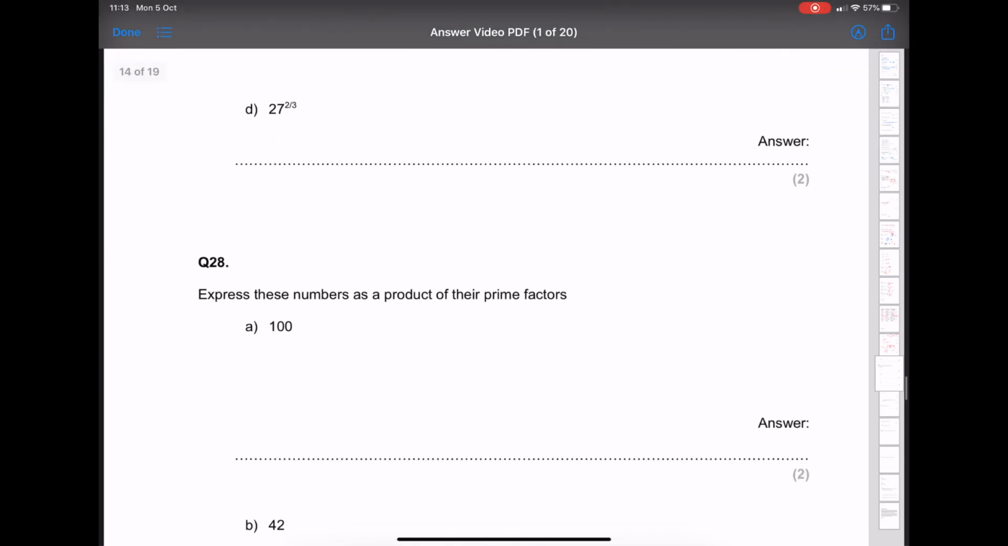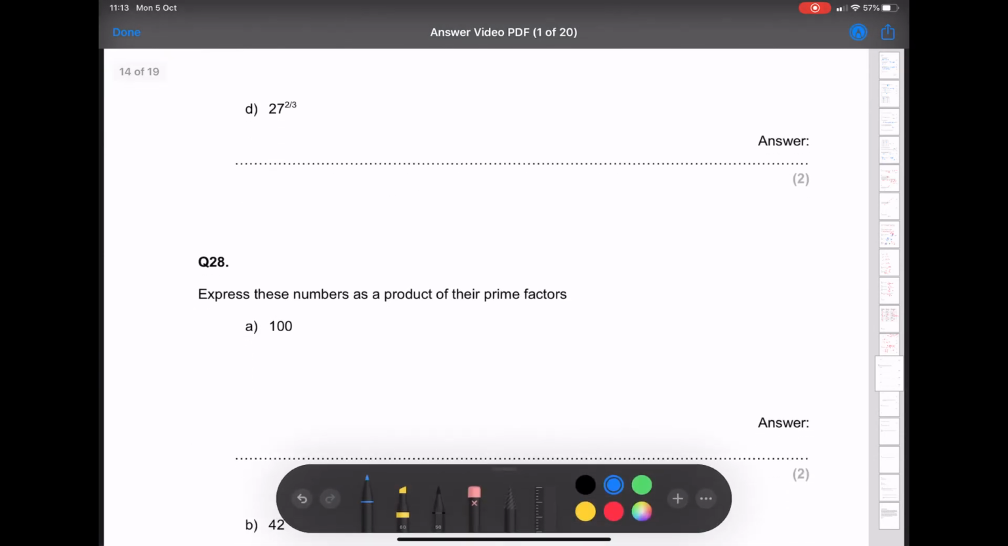And then the last one of these is 27 to the power of 2/3, which is the cube root of 27 squared. The cube root of 27 is 3, because 3 times 3 times 3 is 27. And then we need to square it because of this little 2. Well, that's 3 times 3, which is 9.